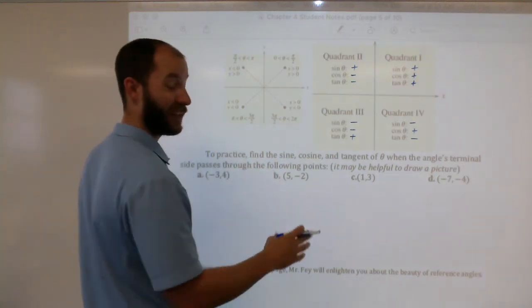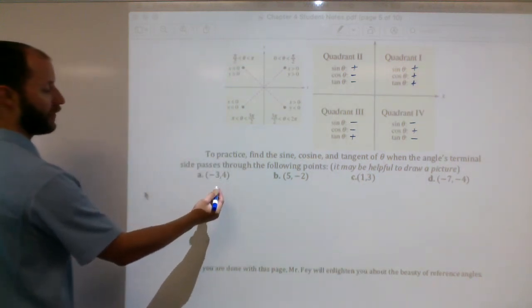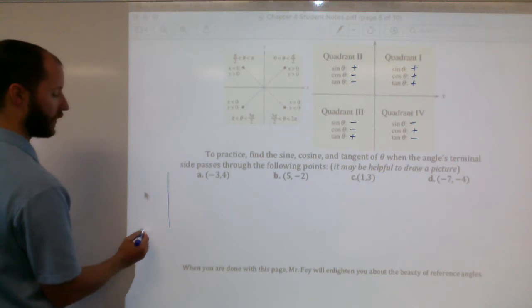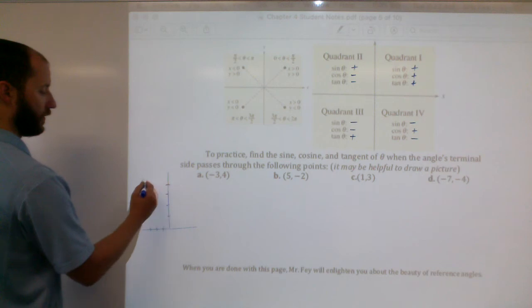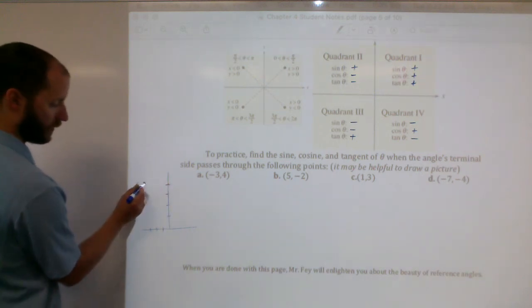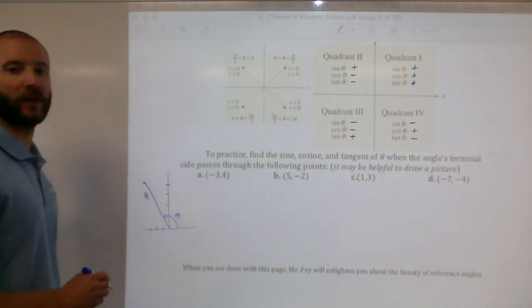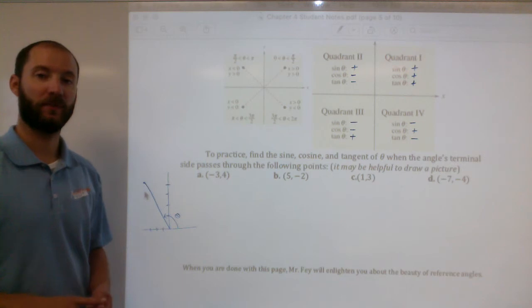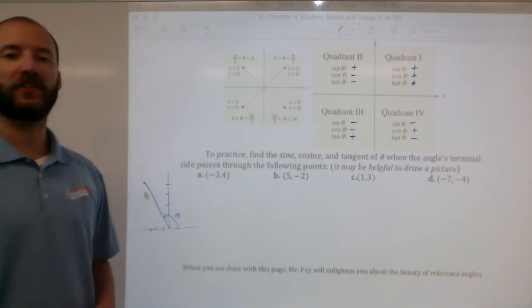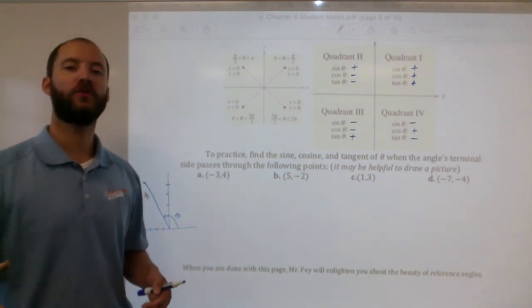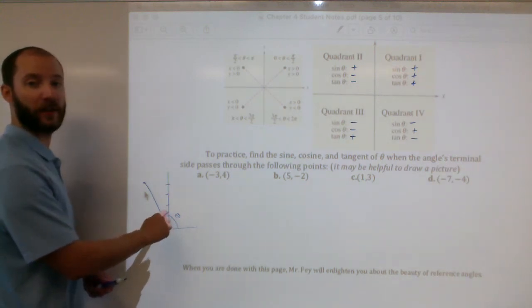So for these problems, I think it's very helpful to draw a picture. It may be helpful to draw a picture. The point -3, 4. So we are in the second quadrant, 3 units over, 4 units up. So we're looking at this angle right here, that theta value. Now, the beauty of reference angles is that we can use them to represent the angle we're actually trying to find. So we're actually finding theta right here.